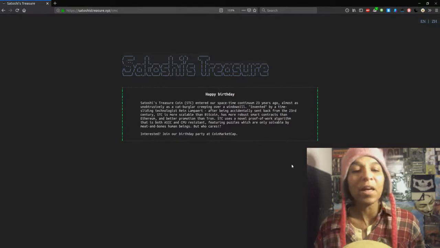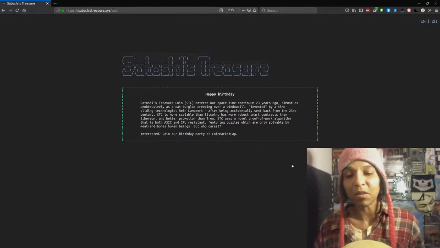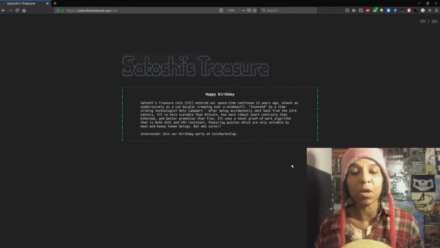See, when I first read that, I'm going to finish it and then give my thoughts. Is more scalable than Bitcoin, has more robust smart contracts than Ethereum, and better promotion than Tron. STC uses a novel proof of work algorithm that is both ASIC and CPU resistant, featuring puzzles which are only solvable by meat and bones, human beings, but who cares? Interested? Join our birthday party at CoinMarketCap.